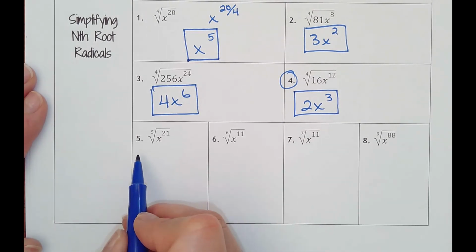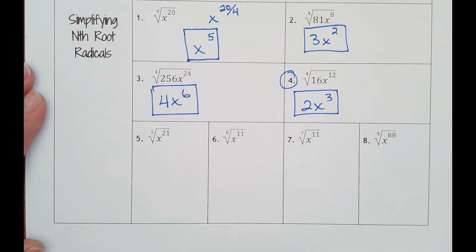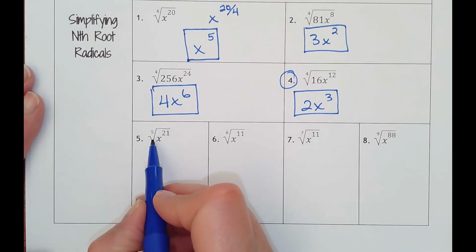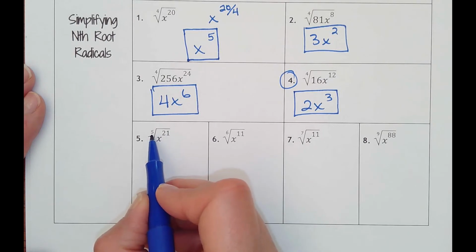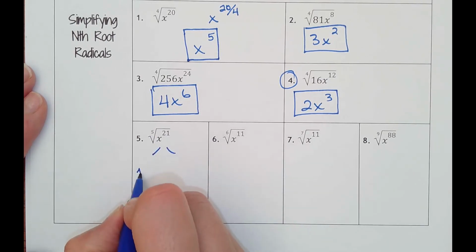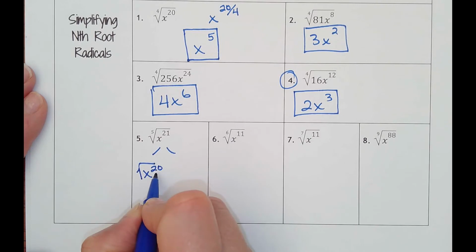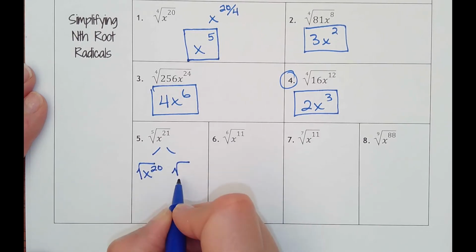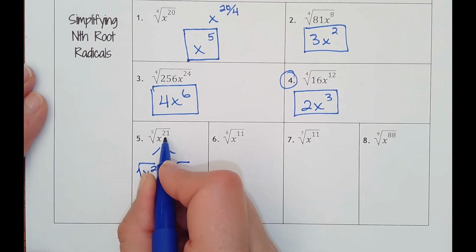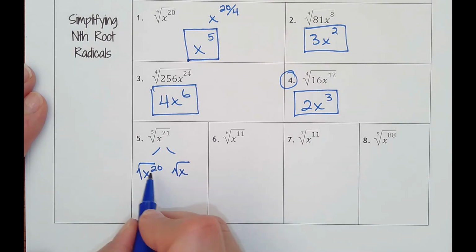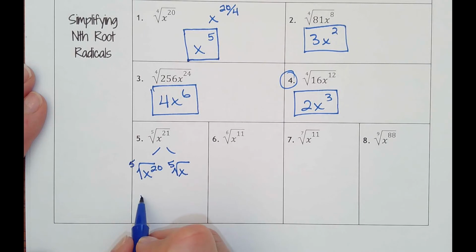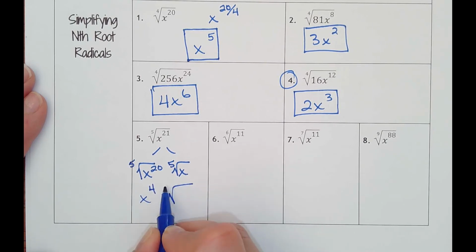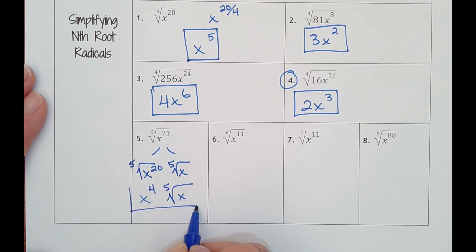The next ones, we're dealing with just variables. They have no coefficients, which is nice. We've got 5th root of x to the 21st power. We need to have multiples of 5. So I'm going to break this into x to the 20th, and then times, well, we would need another x to make 21. X is getting multiplied together. So this is a 5th root and a 5th root. 20 divided by 5 would be x to the 4th times the 5th root of x.